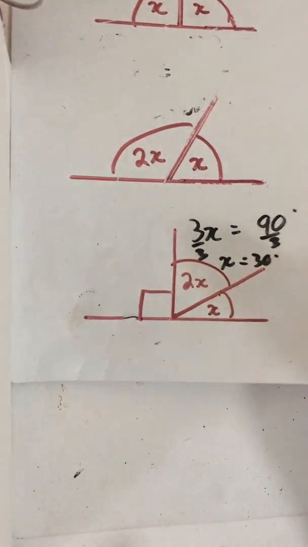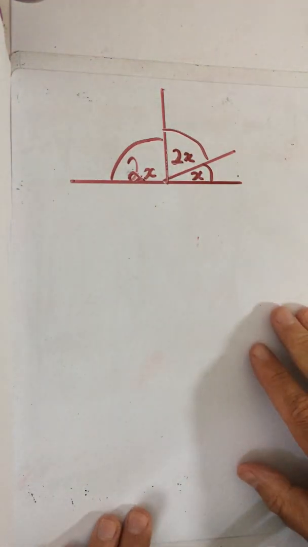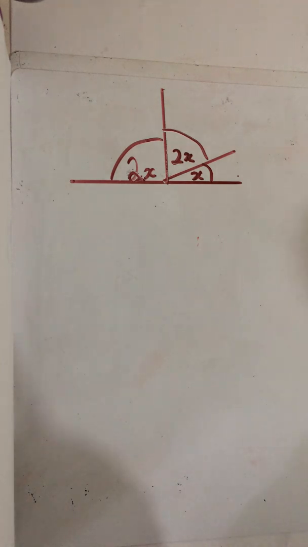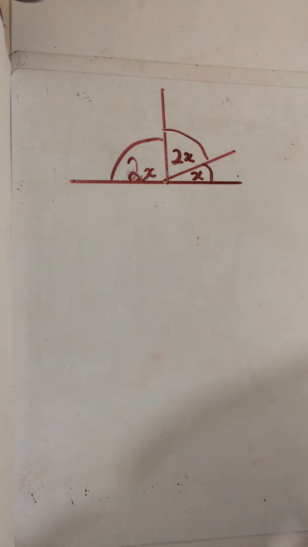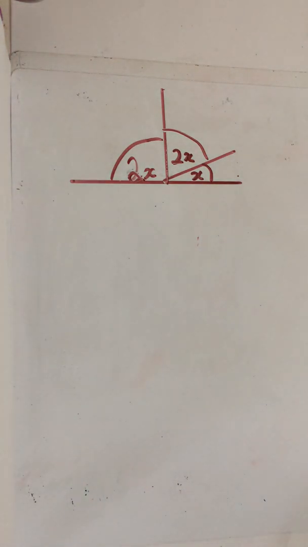Could you have a go at, first of all, this question? Can you write out the equation? Okay, that's 2x, 2x, and x. Can you write out the equation for it first of all, and then find the value of x? Pause the video while you draw the equation and find the value of x. Press play when you are finished.